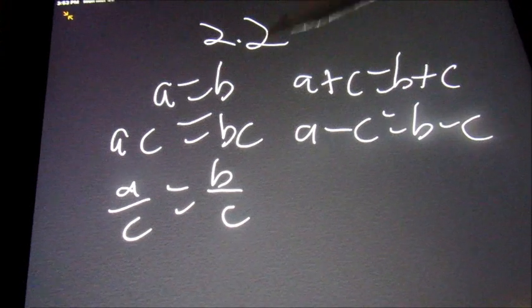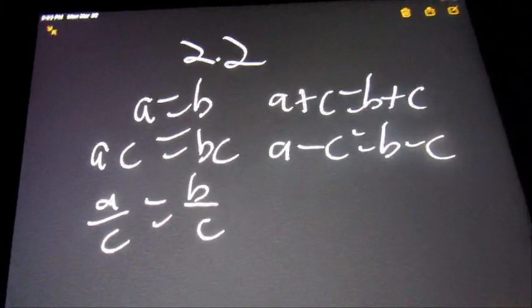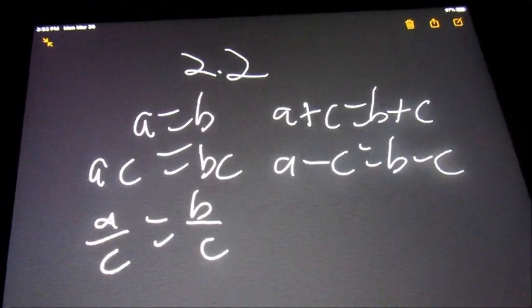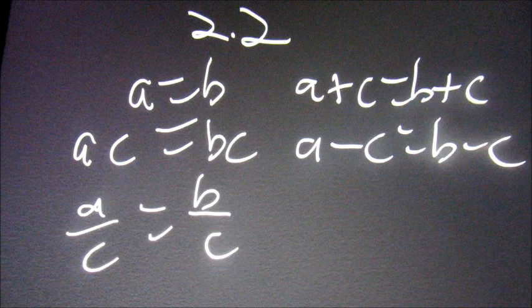So let's say that we have 3 equals 3. If we add 1 to both sides, we're going to get 4 equals 4. We're going to just keep doing that. That's the basics of how algebra works.